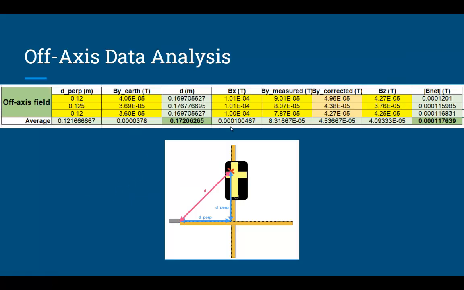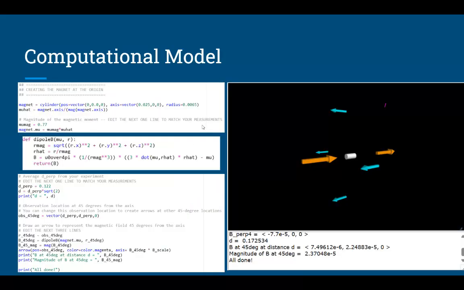Then we have our off-axis data. The app did all this for us. All we really had to do is take the distance and then do some correction for the Earth. What we end up getting is our B net and our distance here. Now, since it was turned, because we're off-axis, you had to do the square. So you end up getting, I think this number is square root 2.